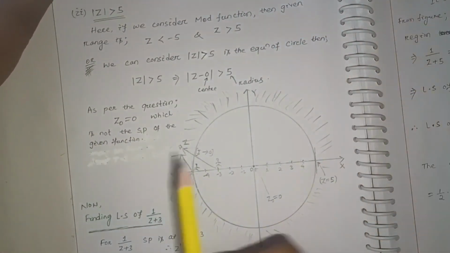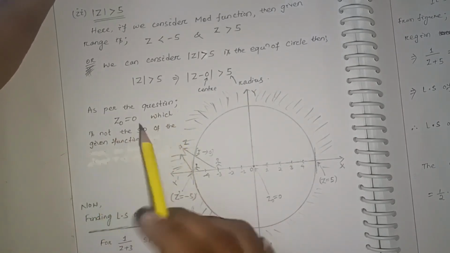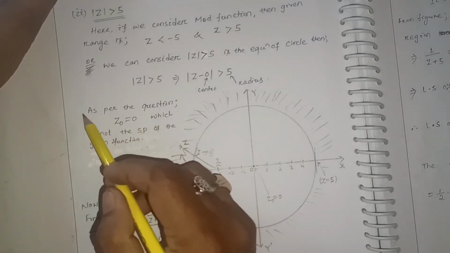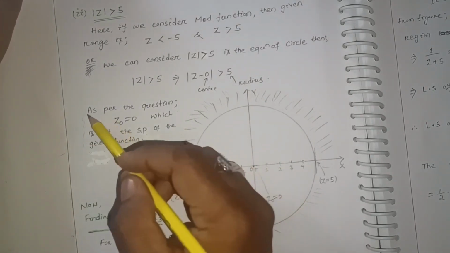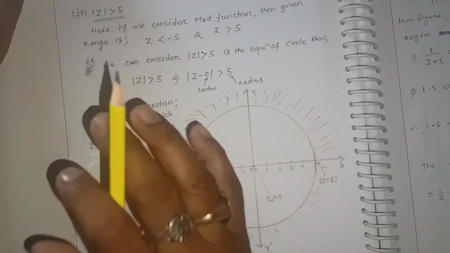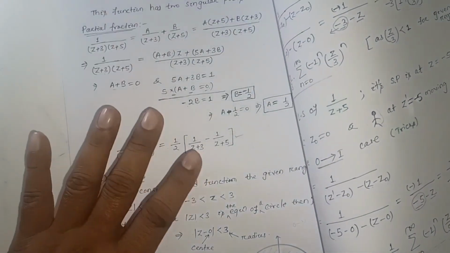Okay, now as per the question, z0 is what? 0, which is not a singular point of the given function. See, these things I have written for your notes, but for your exam you should not write these things. For the exam, how much you have to write for this particular question, I am going to tell you at the end of this video.